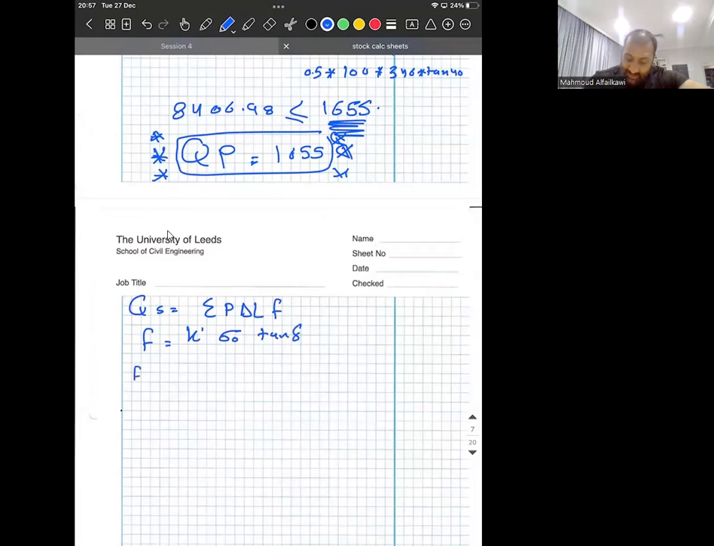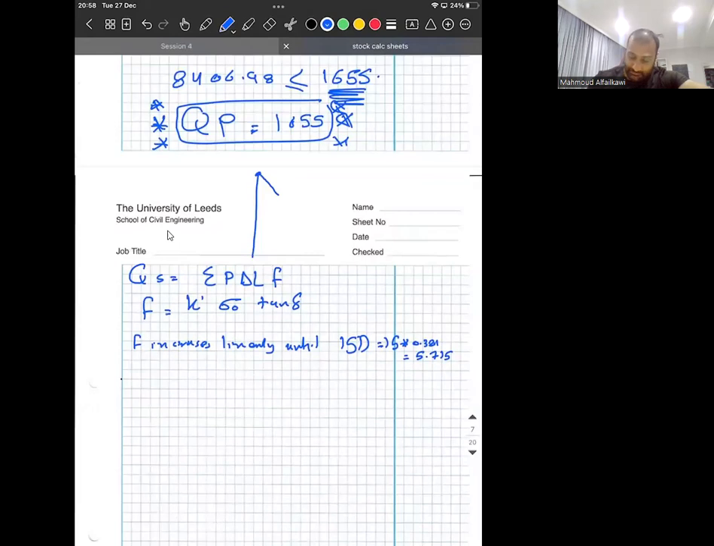Okay, so I'm going to say F increases linearly until 15D, which is 15 times 0.381, which equals 5.715. So it's going to increase linearly. I'm going to put a drawing here, so I basically see that I'm going to increase linearly to a point. Then I'm going to go constant.